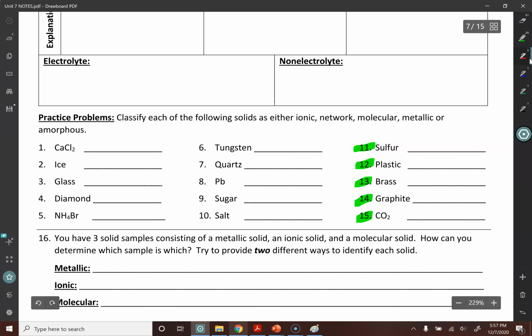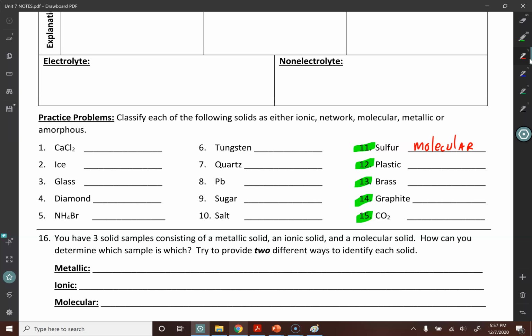All right, let's go over these. So number 11, we start with sulfur. Sulfur is a non-metal, so it probably won't bond ionically. You've seen sulfur before. It's kind of like a powdery yellow substance. Unlikely it's a network. Probably not metallic. Yeah, this is a molecular solid. And we'll kind of review how to identify them at the end.